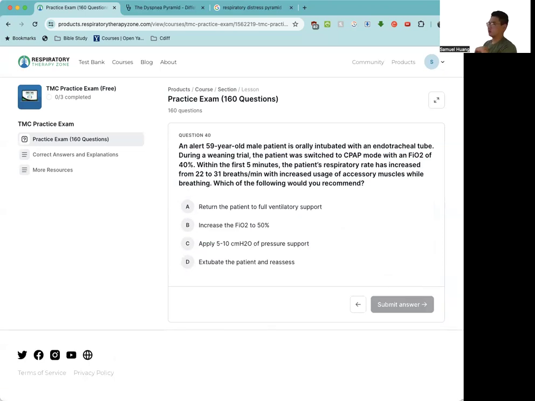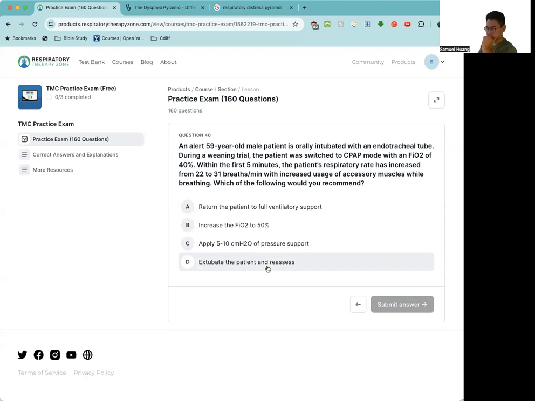Alert 59-year-old male orally intubated. Great. Switch to CPAP mode. Great, looks like we're doing an SBT. Respiratory rate increased. Oh no. Usage of accessory muscle. Oh no. Looks like a failed SBT, so definitely don't extubate. CPAP mode. Oh, it's still okay. So return the patient to full ventilatory support.